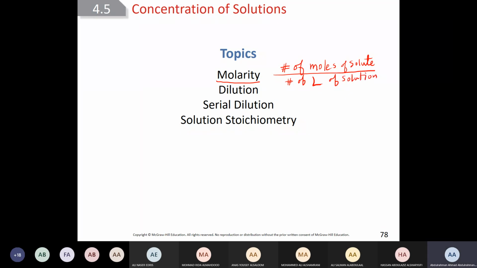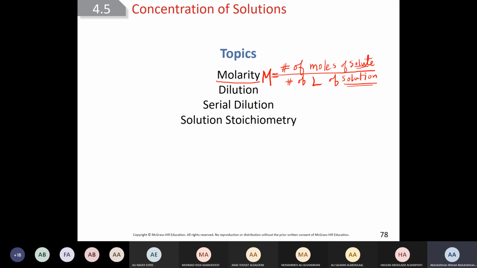You have to be careful with the words solution and solute. Good. That's called molarity. We represent it by what? Capital M. Capital M is equal to molarity, moles of solute divided by number of liters of solution.